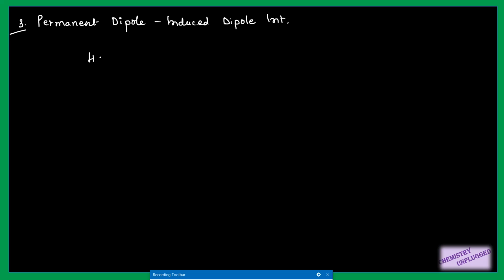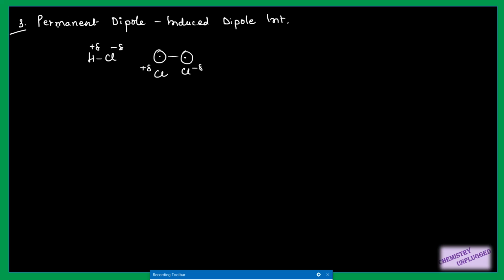So you have HCl and chlorine supposed together. HCl is already a dipole, and when chlorine comes close to it, the two chlorine atoms will be like this, suppose, and one chlorine will become partially positively charged and the other will become partially negatively charged. So this dipole is induced in the chlorine due to the presence of this permanent dipole.